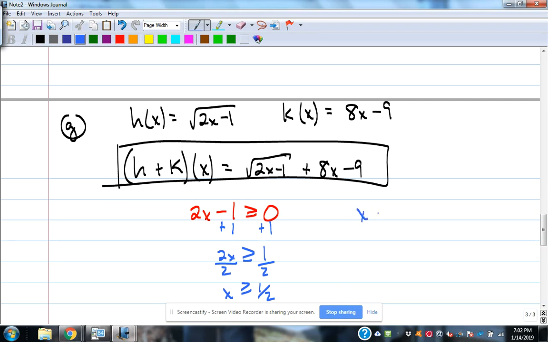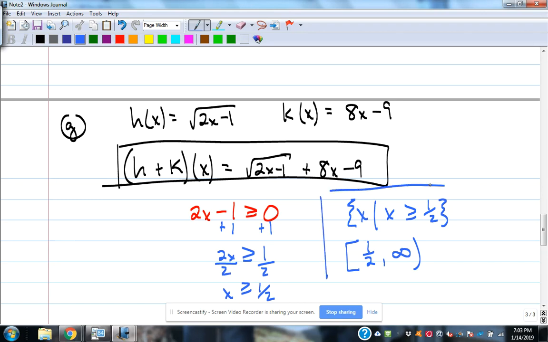So our domain are all x's as long as it's greater than or equal to 1/2. In interval notation, bracket 1/2 to infinity. That's our domain.